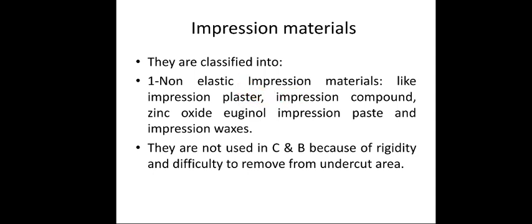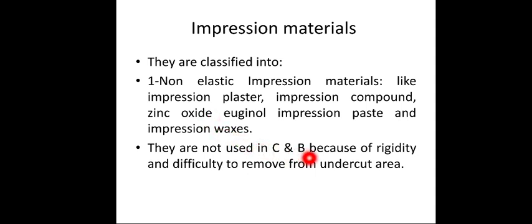We know from dental materials the types of impression materials, as you studied in the second stage. The impression materials are classified into elastic and non-elastic impression materials. The non-elastic impression materials are rigid and mostly used for edentulous areas, such as the impression plaster or impression compound or zinc oxide eugenol impression paste, and also we have impression waxes.